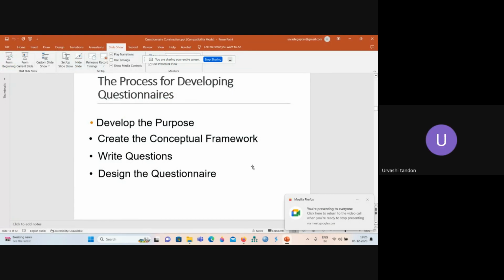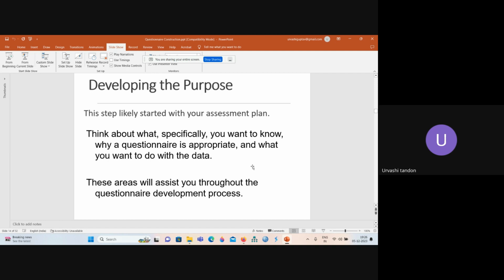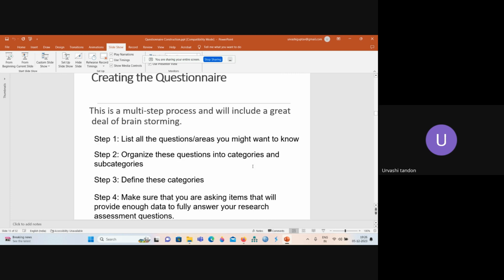So we have to create a conceptual framework, and on the basis of that conceptual framework, we need to write the questions and design the questionnaire. Again, first of all, think about what specifically you want to know, why a questionnaire is appropriate, and what you want to do with the data. This will assist you throughout the questionnaire development process. Whenever you want to create a questionnaire, just list all the questions and areas which come to your mind.